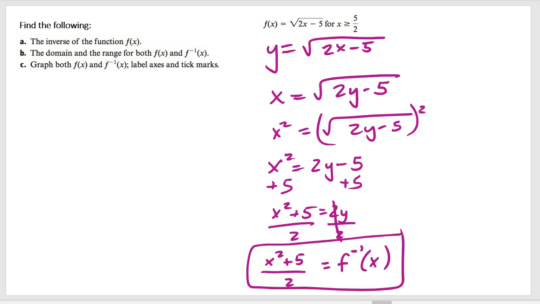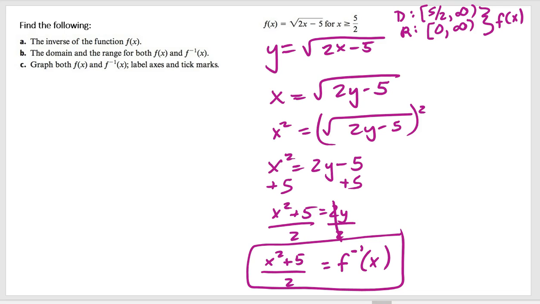Part B tells me to find the domain and range for both f of x and the inverse of f. Whatever my domain is becomes my range of my inverse, and whatever was my range becomes my domain of my inverse. So for f of x, we know that our domain is 5/2 to infinity, and our range is 0 to infinity.